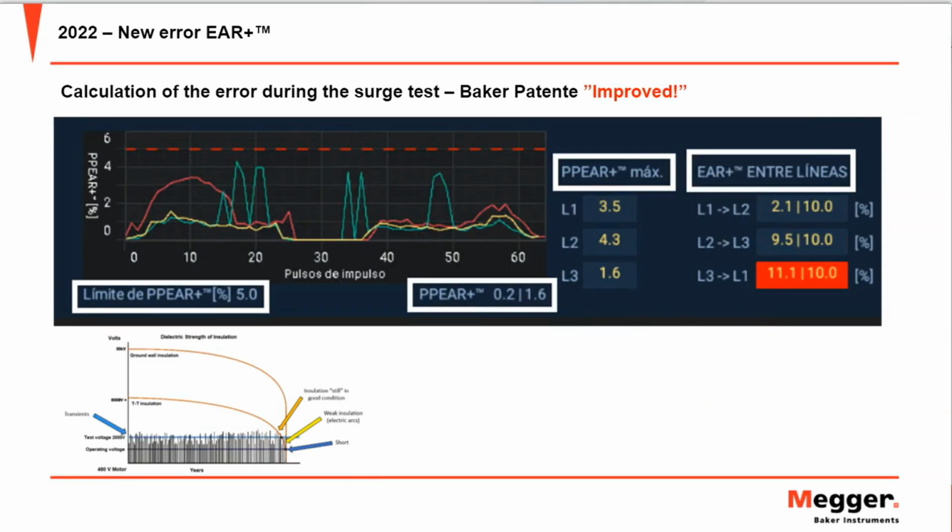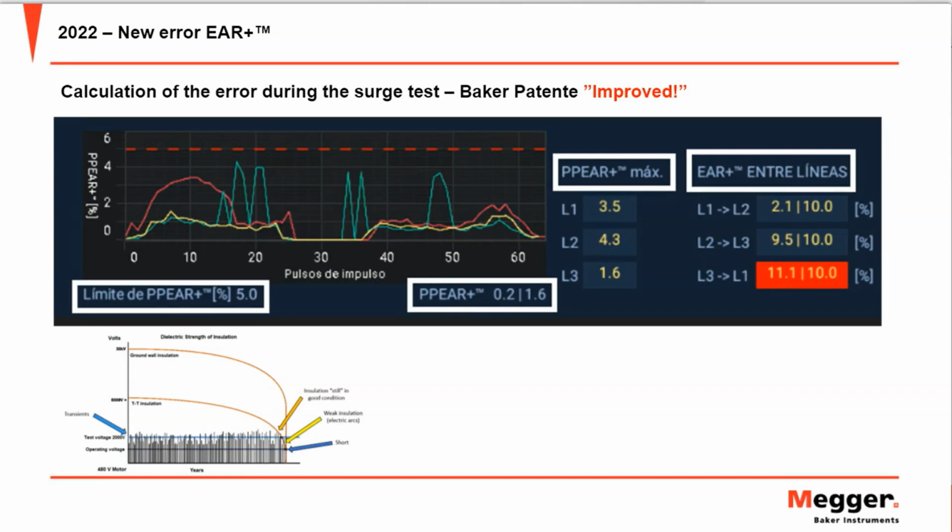And this year, 2022, 2 months ago, we released our new EAR Plus trademark. So this is a new software calculation improved from the other tester. So we launched the new ADX. This is the screen of the EAR Plus trademark pulse-to-pulse error.